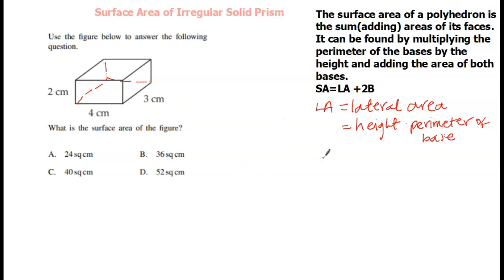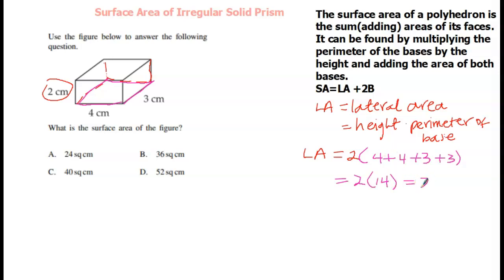So we are going to go ahead and find our lateral area, which is LA, and we say the height. This is the height, and the height is 2, and then we multiply it by the perimeter of the base. So here 4, and it's 2 of them, another one here, and then plus this side here, which is 3, plus another 3, because here is also 3. And when we do that, we got 2 times 4 plus 4, 8, plus 3, 11, 14, the perimeter. And when we do that, we get 28.